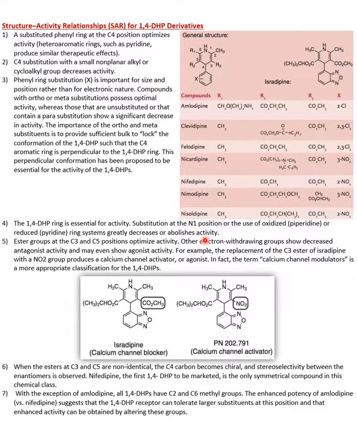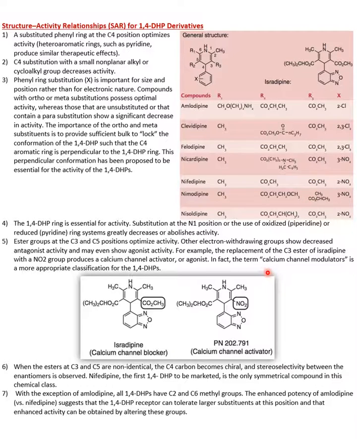Okay, and then the next point here talks about the ester groups at position 3 and 5, which is here at R2 and R3. Okay, so the ester group is actually important for the activity, and if they are substituted by a nitro group, for example, then the activity will be lost. In fact, these drugs could become an agonist. They could activate the channel instead of blocking it.